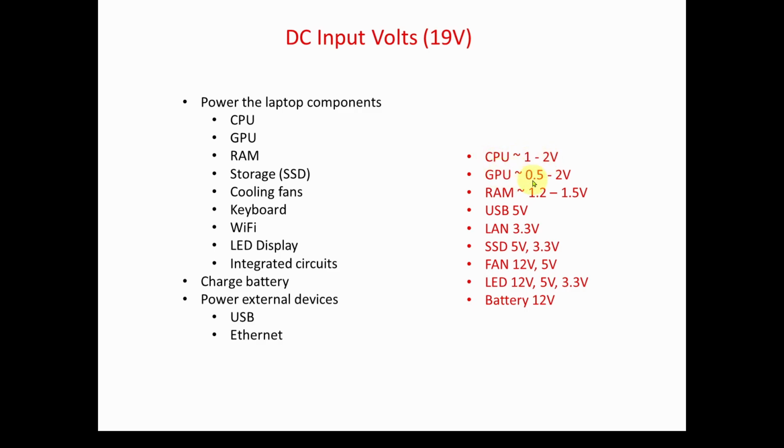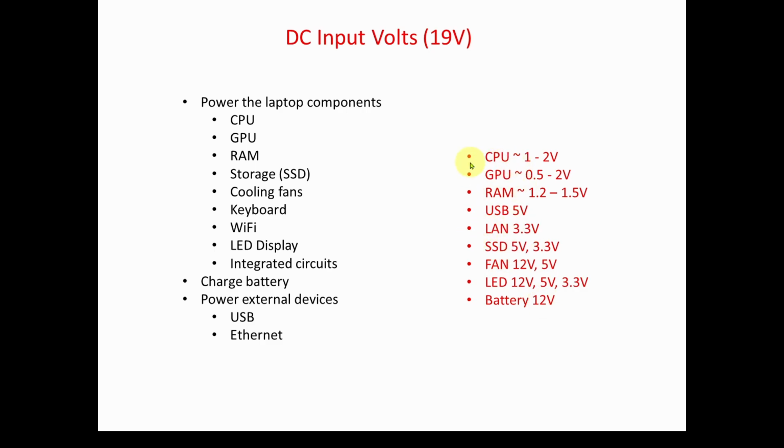A GPU might require 0.5 to 2 volts. Your RAM, depending on the age, might be 1.2 to 1.5 volts. USB is generally 5 volts. Ethernet is generally 3.3, and SSD might be 5 volts and 3.3. Your fan could be 12 volts, 5 volts. Your LED display could be 12 volts, 5 volts, 3 volts. The battery is generally around 12 volts.